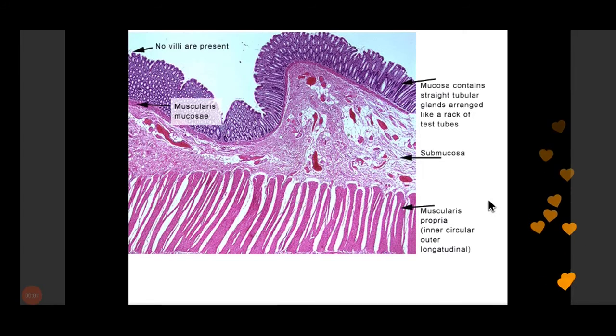Quick recap of what the normal colonic mucosa looks like. Okay, here there are a few things I want you to pay attention to. One is that the surface is smooth. It is not villiform as in the small intestine.